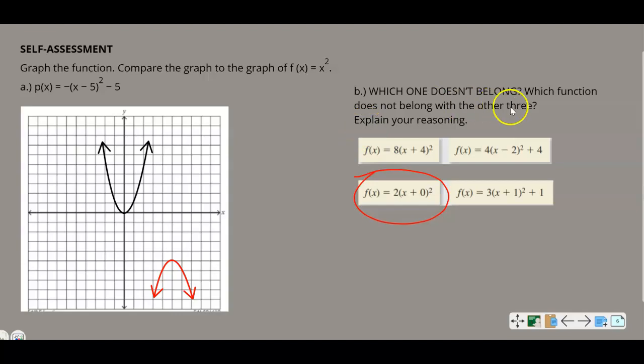B part, which one doesn't belong, which function does not belong with the other 3, explain why. If you look at these, this one has a 0 in the parentheses here. That means that is the only function in that group of 4 that is not a horizontal translation of the parent function. So that one would be the one that does not belong.